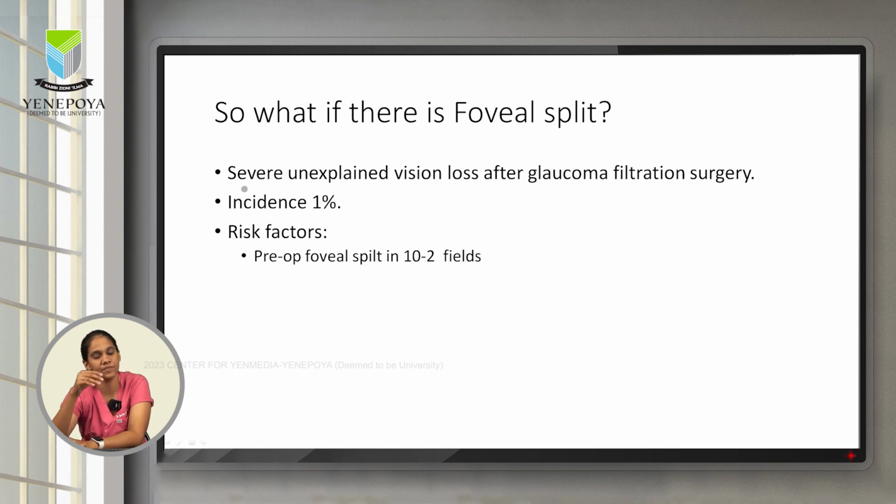Suddenly, an immediate post-op patient will have some 6/18 vision or something like that, and then suddenly in a few days vision will go to hand movements. So this is called a snuff out phenomenon. Incidence is actually only 1%. The only risk factor identified for it is a pre-op foveal split in the 10-2 fields.